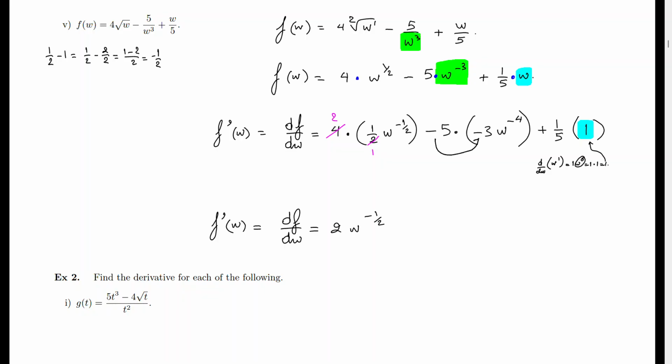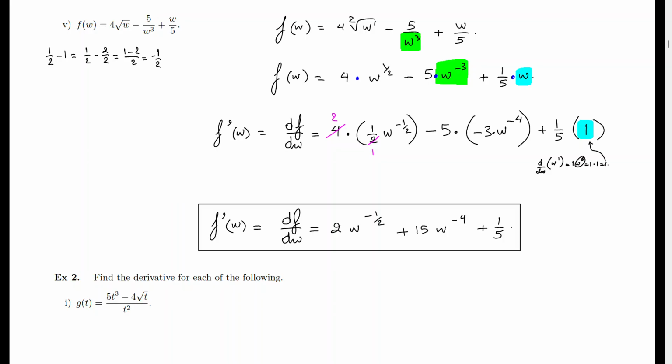Then we have negative 5 times negative 3. That's going to be positive 15. And I don't multiply the 5 with the w again, because the 3 and the w were being multiplied. So all I have to do is give the 5 to one of them, either the 3 or the w. So w hangs out. And finally, plus 1/5 times 1 is just 1/5. So that's the final answer in this case.